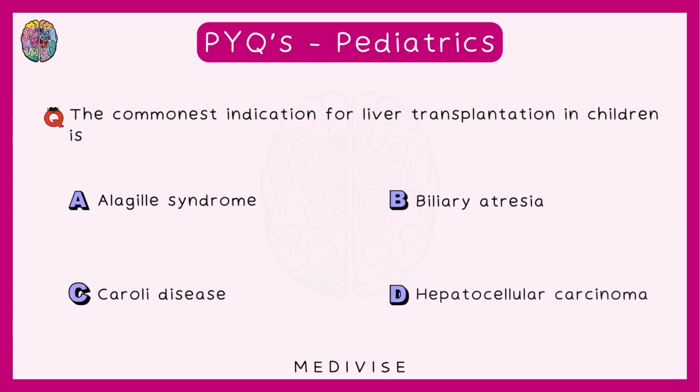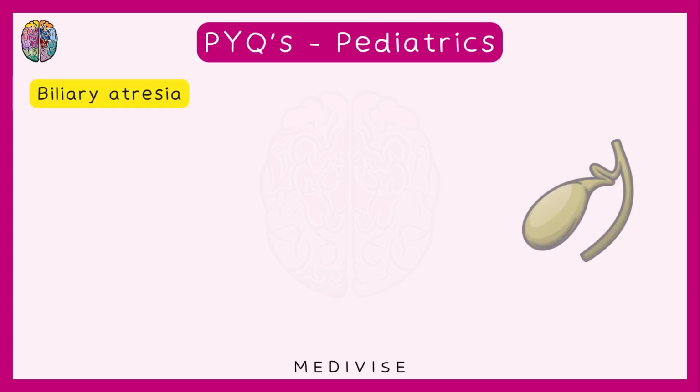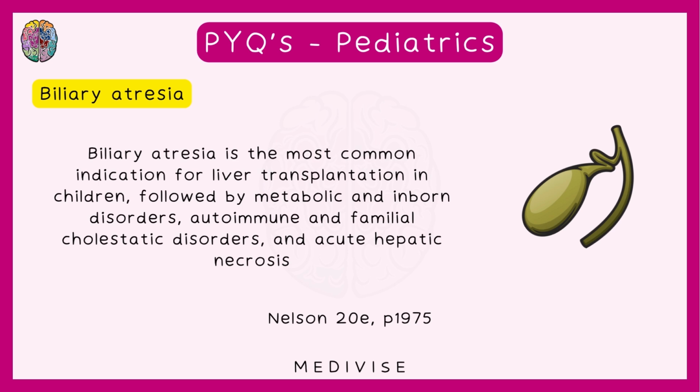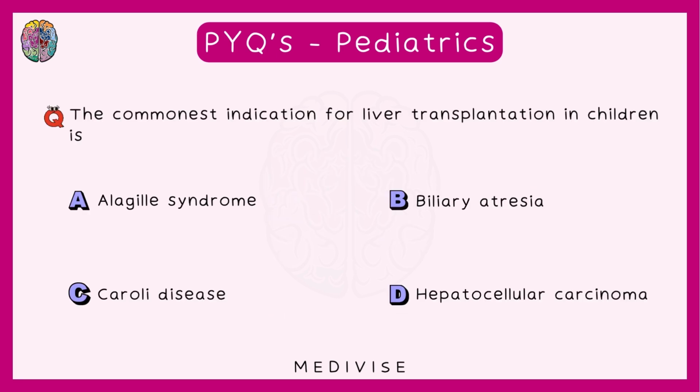Next, the commonest indication for liver transplantation in children is Alagille syndrome, biliary atresia, Caroli disease, or hepatocellular carcinoma. So the correct answer to this is biliary atresia. And I'll quote a direct line from Nelson's Pediatrics book. Biliary atresia is the most common indication for liver transplantation in children, followed by metabolic and inborn disorders, autoimmune and familial cholestatic disorders, and acute hepatic necrosis. So going back, our correct option is option B.